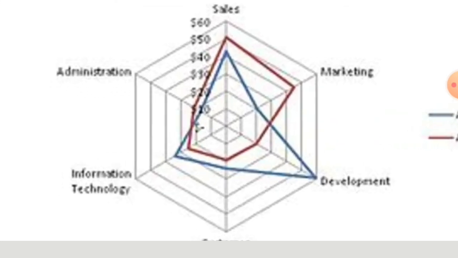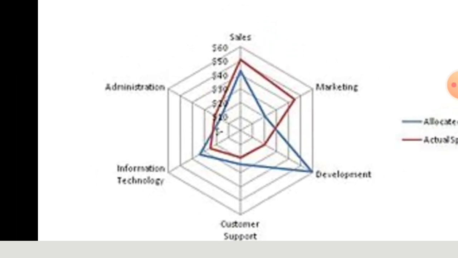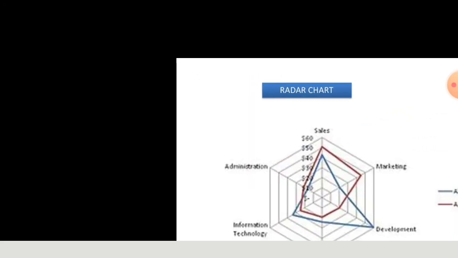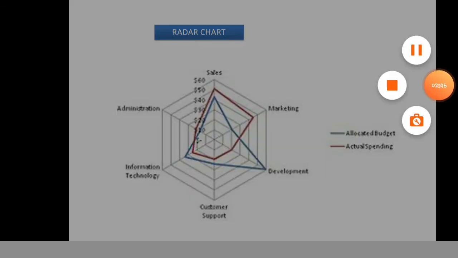See, all the data series: IT, development, marketing, administration, sales. So these are the data of any firm. So it is representing any kind of data. So all this data is connected at the center of this chart. So when we represent anything in the radar form, it is called radar chart.